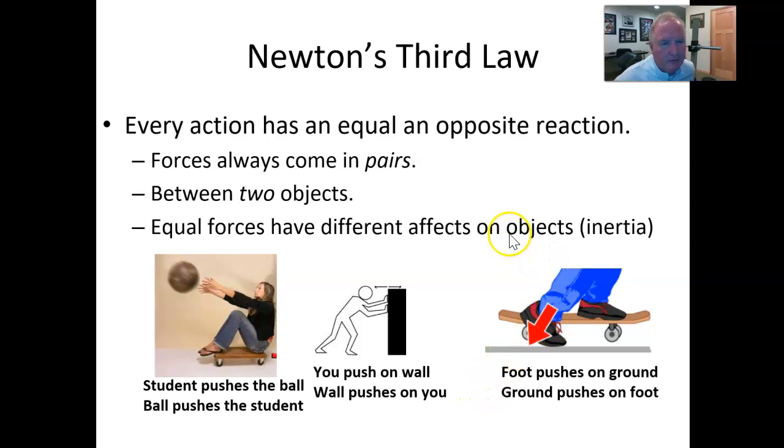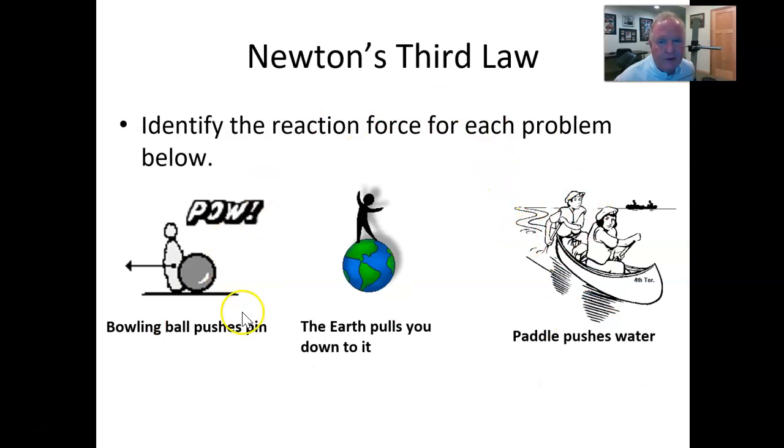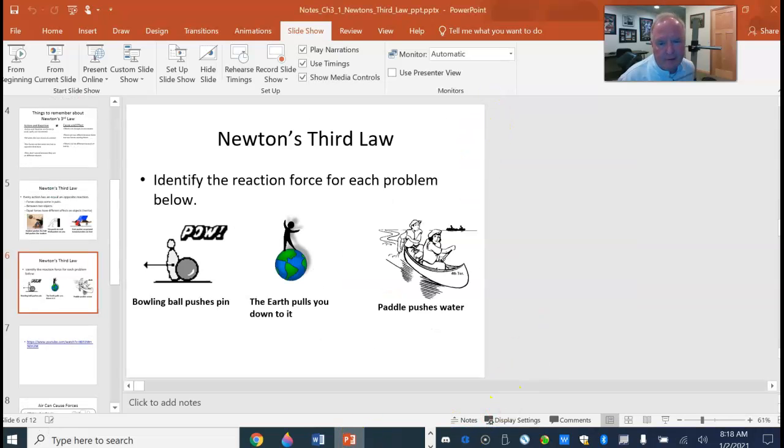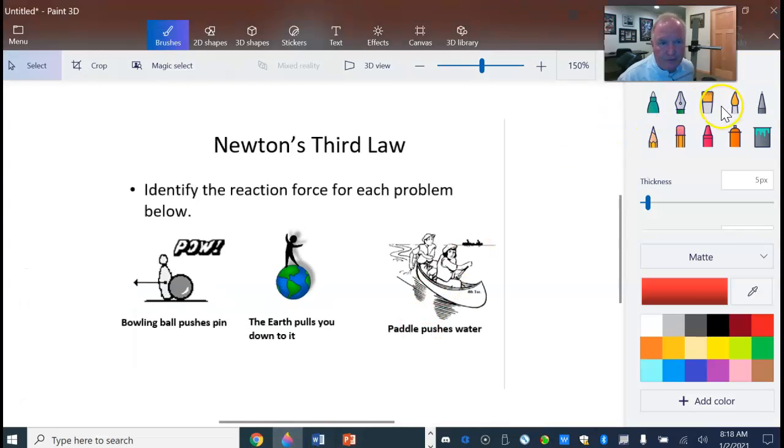So let's take a look real quick at how we might test or assess this. So we have these three ideas right here. A bowling ball pushes on the pin, the earth pulls you down, and the paddle pushes on the boat. And so let's take a look at whether or not we can figure out what is happening.